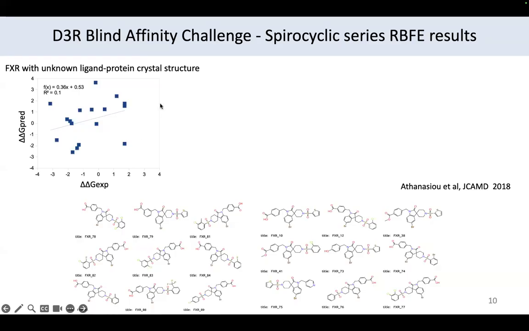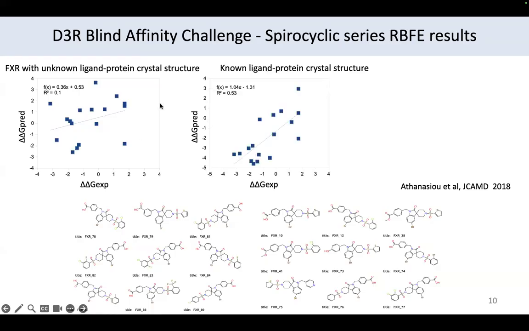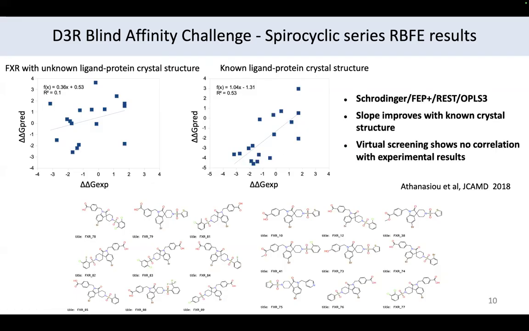However, at the next stage, the organizers of this challenge also gave us the ligand-protein crystal structure, where we could actually start from. And you can see that there is a dramatic improvement of the correlation when you actually know the protein-ligand structure. Here we used Schrödinger FEP+, and as you see, the slope improves with the known crystal structure. If you're more interested in these results, you can read our publication here.